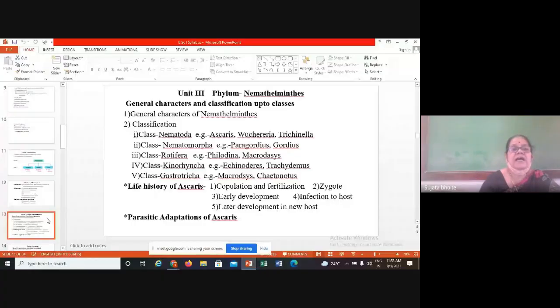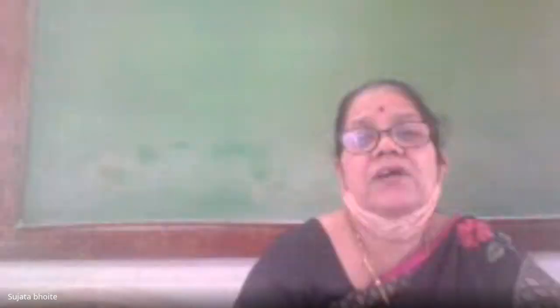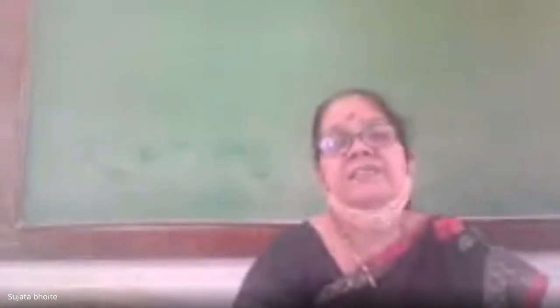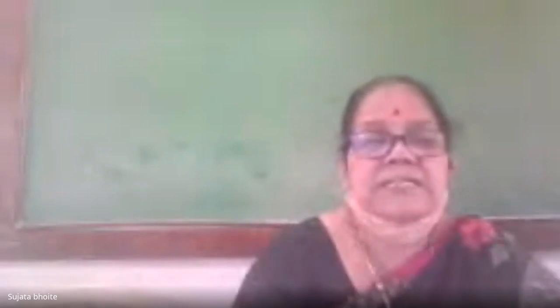Third class is the Rotifera, for example, Philodina. Fourth class is the Kinorhyncha, for example, Echinoderes and Trachydemus. And the fifth class is the Gastrotricha, for example, Macrodasys and Chitonotus. So these are the classification of the Nemathelminthes, with their examples.